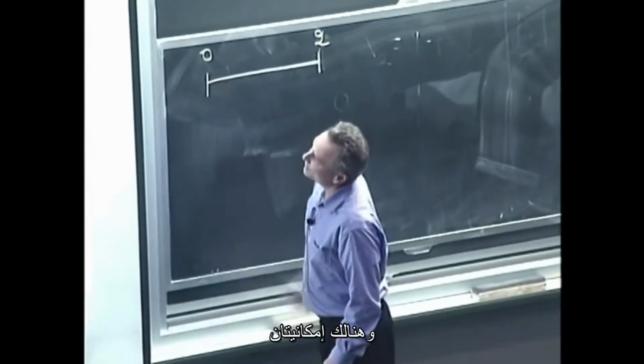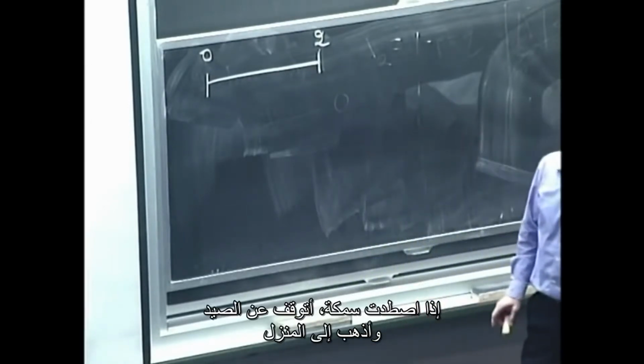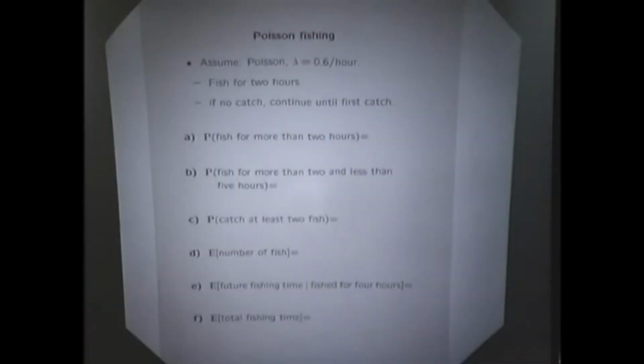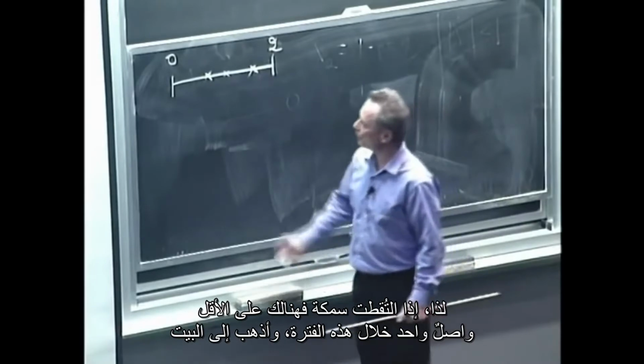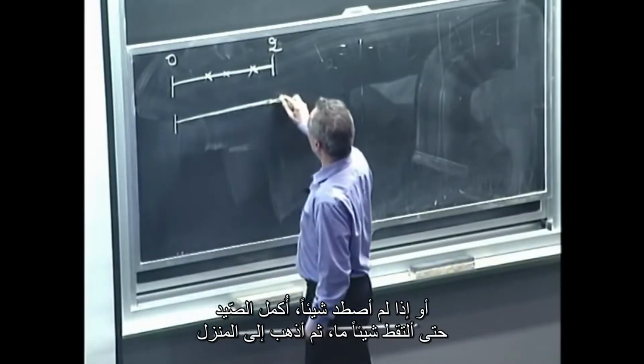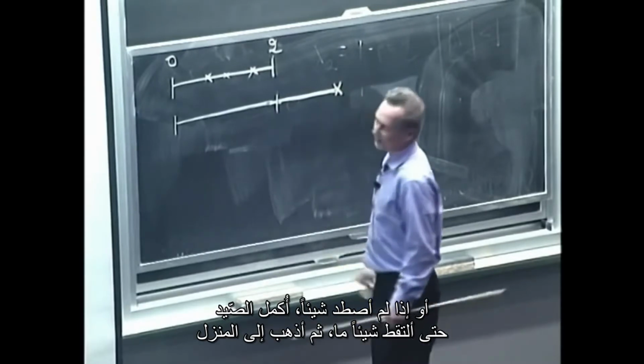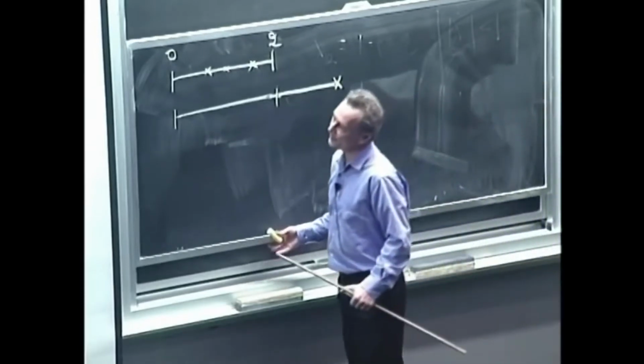So let's just make this assumption and suppose that the rules of the game are that fish are being caught at a certain rate of 0.6 per hour. You fish for 2 hours no matter what. And then there are two possibilities. If I have caught a fish, I stop and go home. So if some fish have been caught, so there's at least one arrival during this interval, I go home. Or if nothing has been caught, I continue fishing until I catch something and then I go home. So that's the description of what is going to happen. And now let's start asking questions of all sorts.